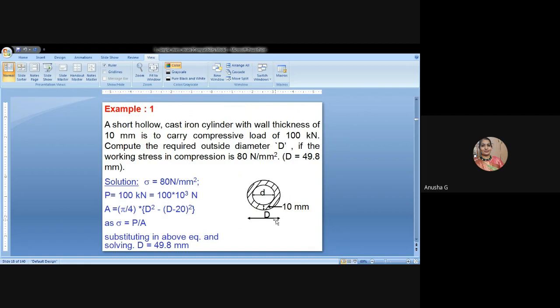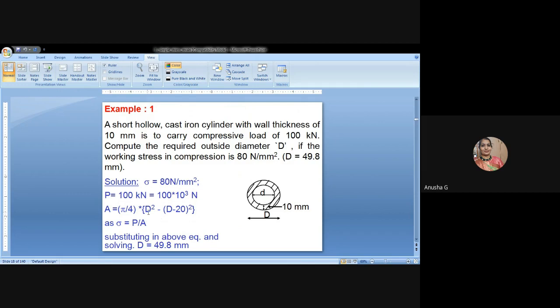The area of this hollow section will be pi by 4 times D square minus d square, where capital D is the external diameter. The internal diameter we have to find, since the thickness is given as 10 mm. That's why we take small d as capital D minus 20, so the area is pi by 4 into capital D square minus small d square.